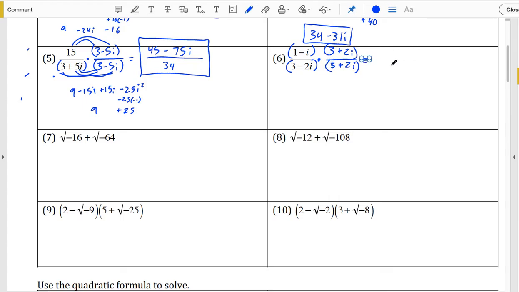Okay, so I can do it for my numerator first. 1 times 3 is 3. 1 times 2i is plus 2i. Then I've got negative i times 3, that's minus 3i. And I've got negative i times 2i, which is negative 2i squared. Okay, we know this will be minus 2 times negative 1, so that'll turn into plus 2. So we can go ahead and make that a plus 2. I'm just going to cross it out. Say plus 2 instead.